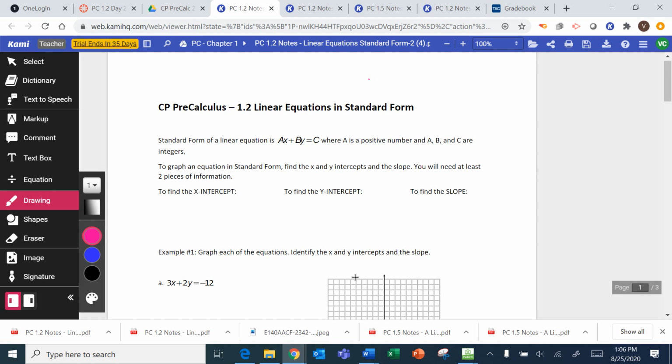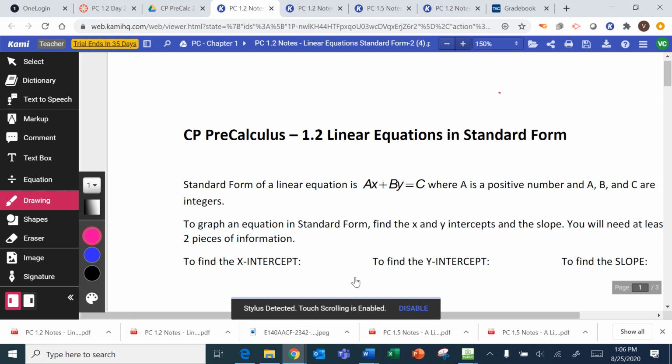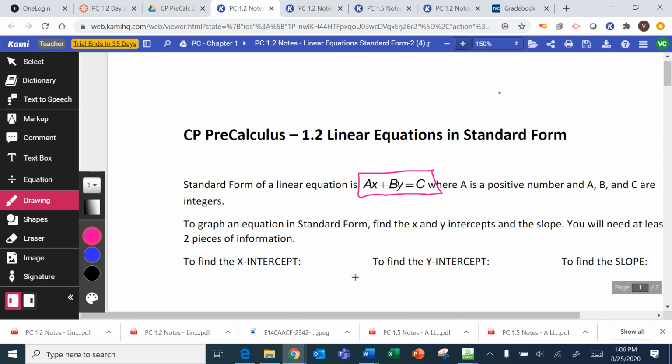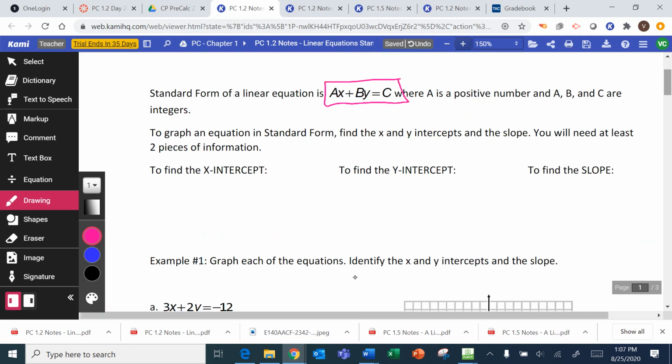Okay, so 1, 2 linear equations in standard form. We started talking about standard form last class. Standard form is that form that is ax plus by equals c. There's our standard form. A has to be a positive number, and a, b, and c are integers, meaning no fractions, no decimals.